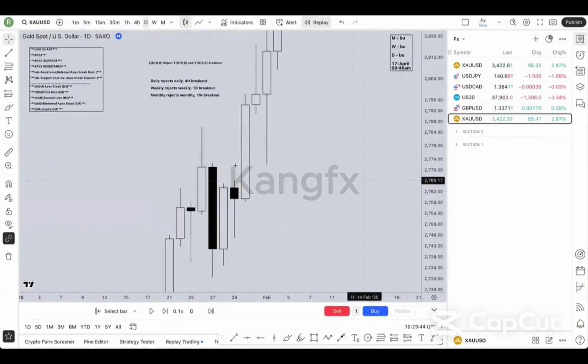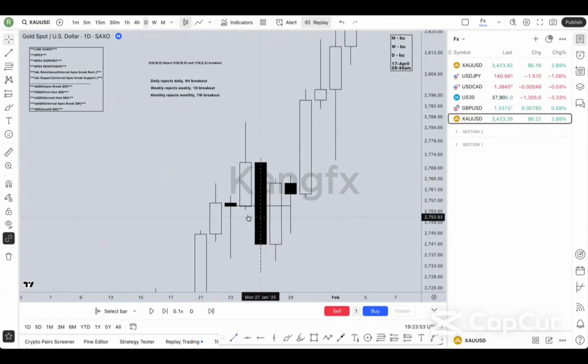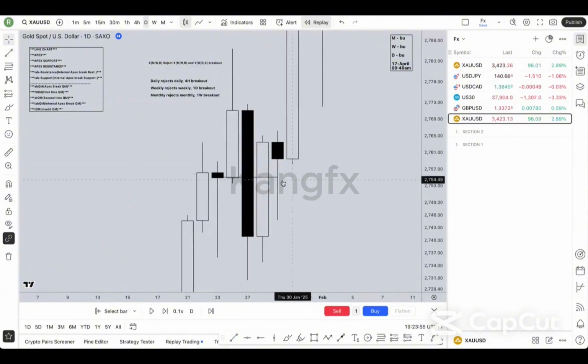Yes, there was a rejection. You see, the market rejected this resistance. This was a rejection. It doesn't matter how far your rejection key level is. Okay, so this is a rejection here. This is a rejection here.